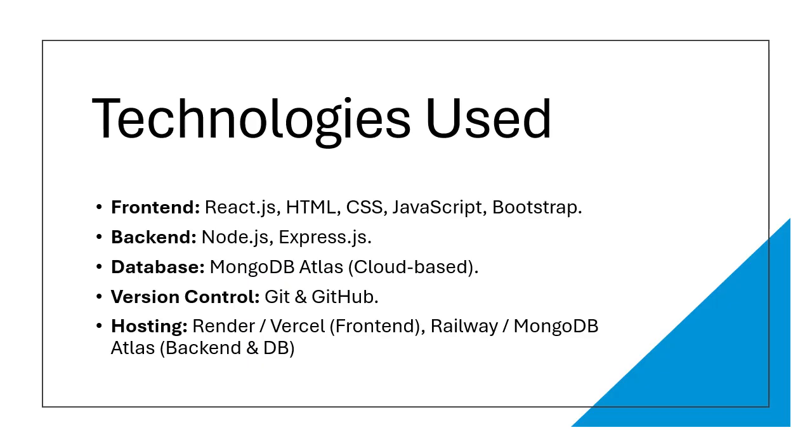The technologies that we use in our internship include, in the front end, React.js, HTML, CSS, JavaScript and Bootstrap. Then in the back end, we use Node.js and Express.js. In the databases, we use MongoDB Atlas, which is cloud-based. And for version control, we used Git and GitHub.